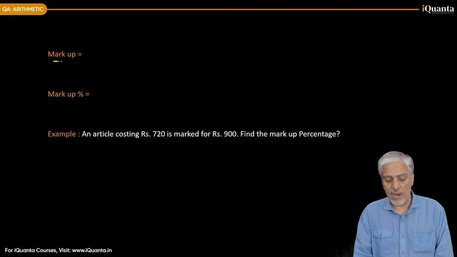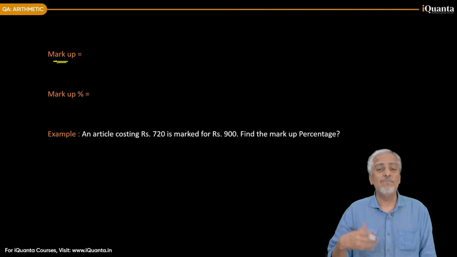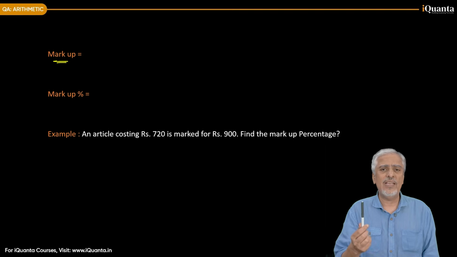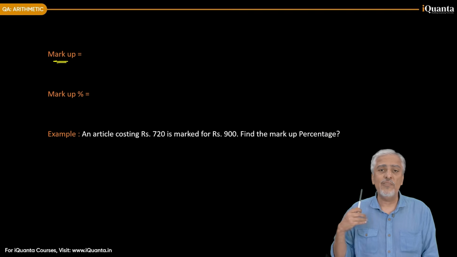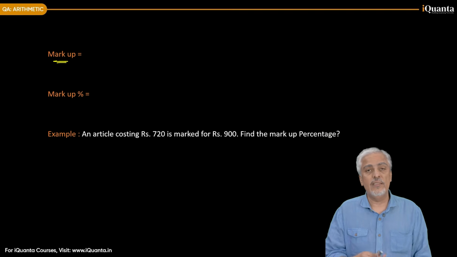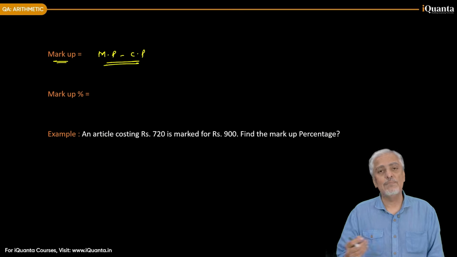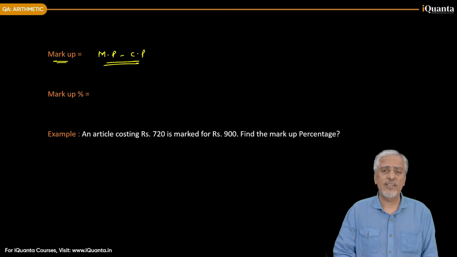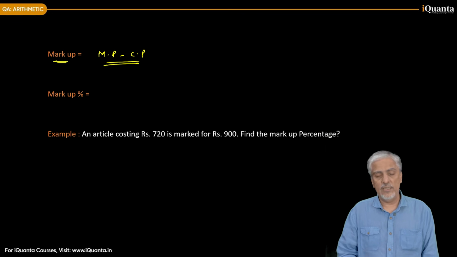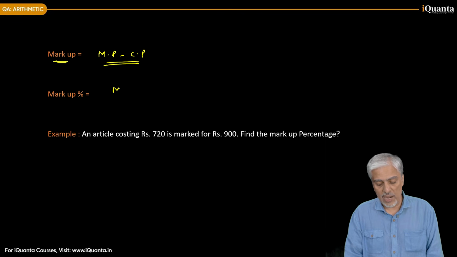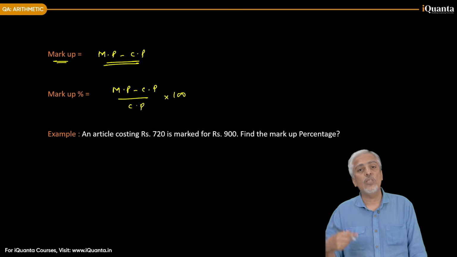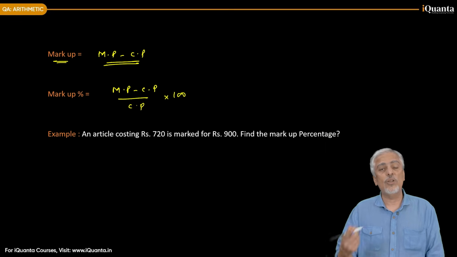Let's learn the next one, markup. Markup is what do I mark it at? I bought this pen for say 500 rupees. I can mark it for whatever price I want depending on the demand. So that's a markup. So markup is marked price minus the cost price. I bought it for 500, I marked it 700. So the markup became 200 rupees. Markup percentage will be markup, which is mark price minus cost price, upon the cost price into 100. That means you're marking it on the cost price.